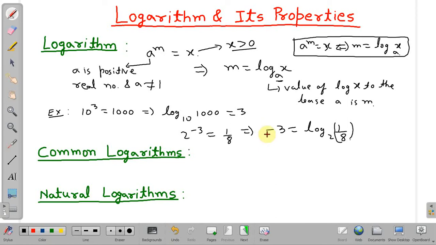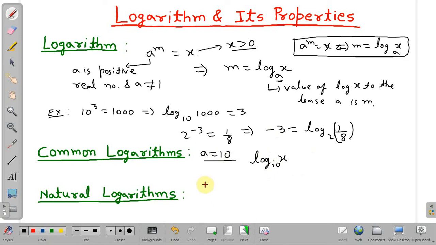Coming to types of logarithm, commonly used logarithms are the common logarithm and the natural logarithm. So what is the common logarithm? In the case of the common logarithm, the base is always 10, that is, the value of a is 10. If the base is not given, then always assume the base as 10. When the base is 10, it is called the common logarithm. So we express it like log of x to the base 10.